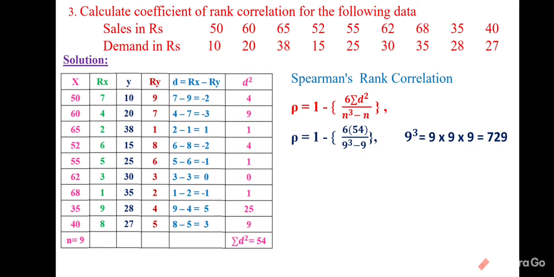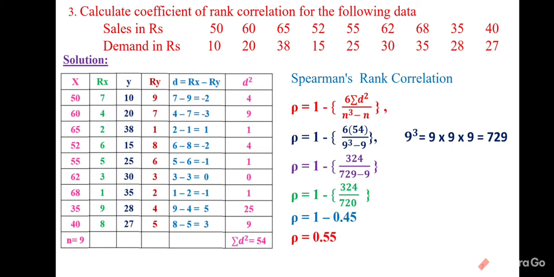Substitute 6 into 54 divided by 9 cube minus 9. Simplify: 6 into 54 is 324. 9 cube means 9 into 9 into 9, which is 729. So we get 729 minus 9, which is 720. Then 324 divided by 720 gives 0.45. So 1 minus 0.45 gives 0.55.